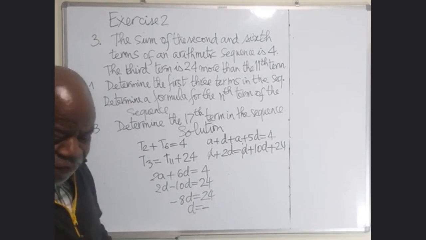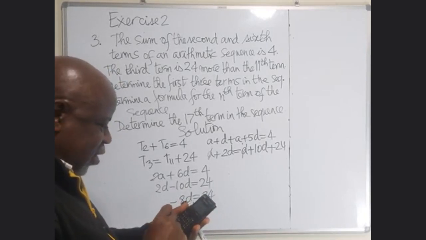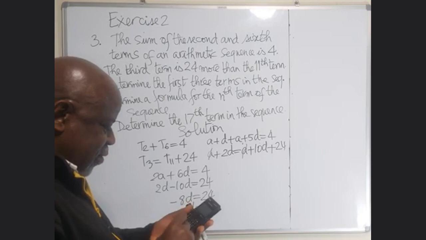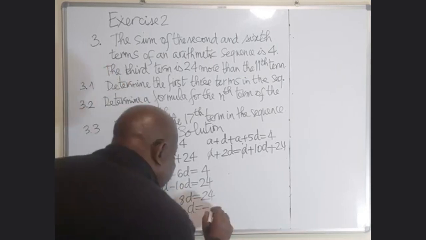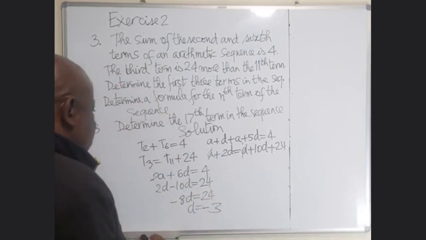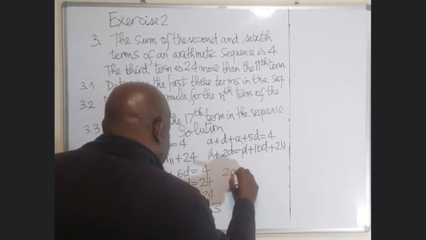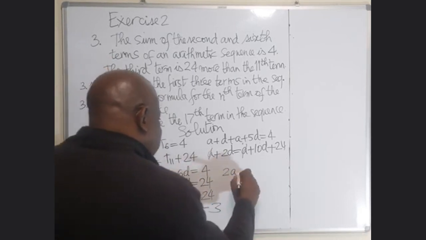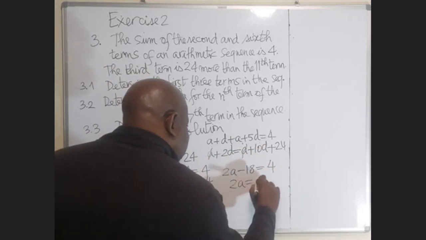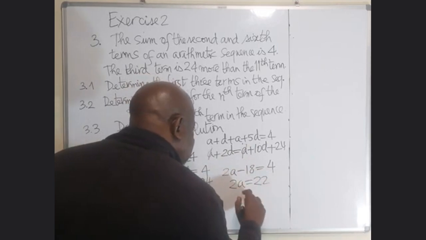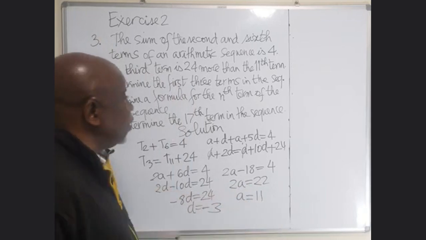We're getting 3. Yeah, let's make sure that we're doing the right thing. 24 divided by 8, we're getting 3. That's correct. So our D is negative 3. Now, we need to get the value of A. Here we will be having 2A, D is negative 3, so we're going to have negative 18 is equal to 4. And 2A will be equal to 18 plus 4, we're getting 22. A will be equal to 11. So our first term is 11.